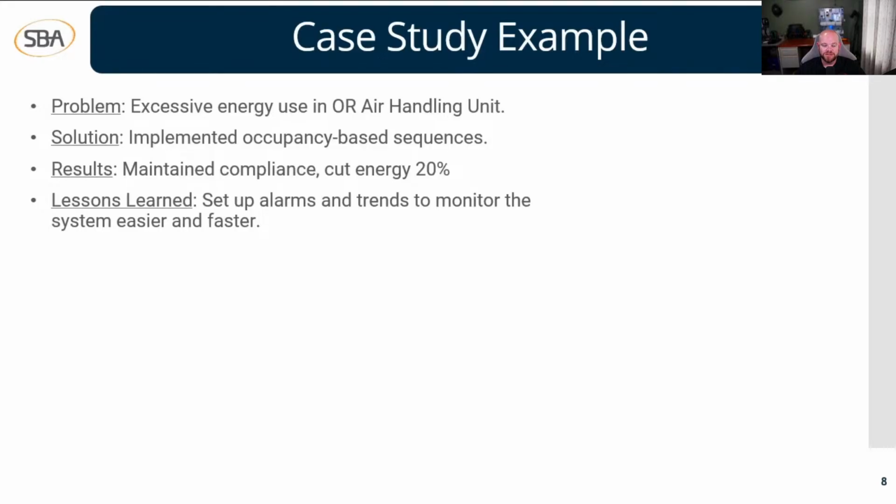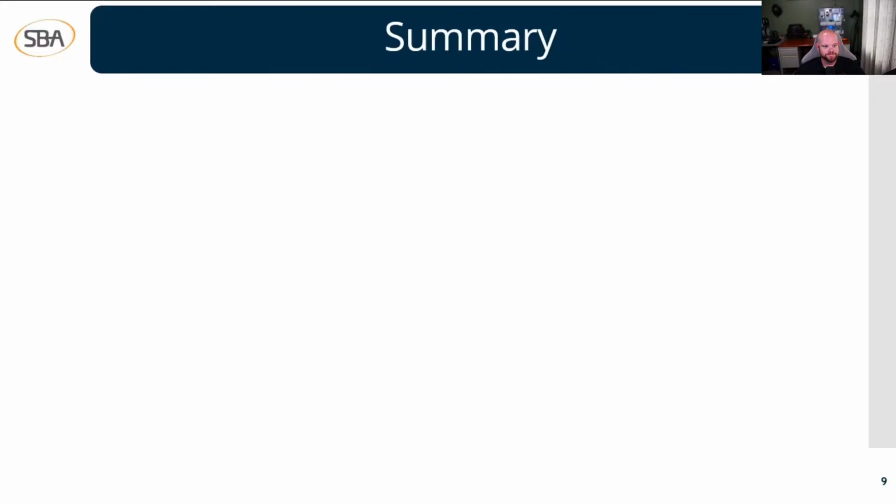So lessons learned from this: I would always set up alarms and trends to monitor the system easier and faster. If we had trends and alarms set up for this, we could have seen the excessive energy use earlier on and maybe saved a little bit more money a little bit sooner.